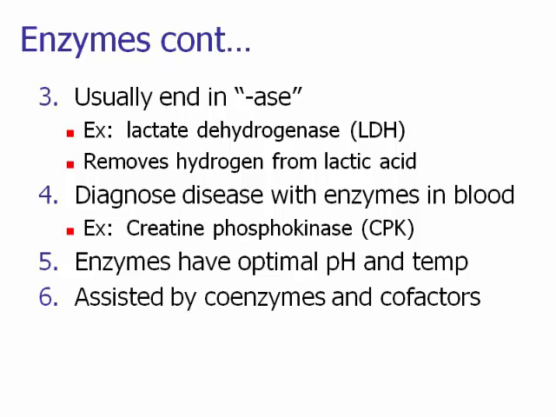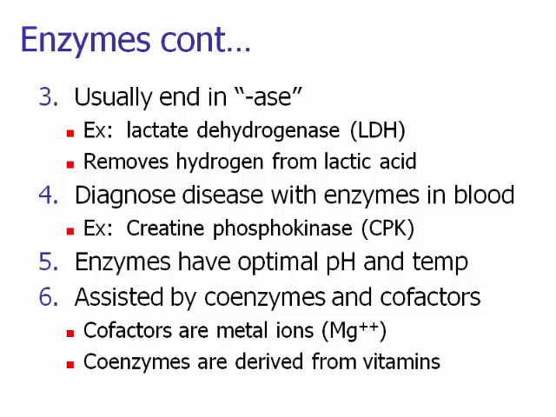Number 6, assisted by coenzymes and cofactors. So cofactors are metal ions like Mg. What's Mg? Magnesium, right? Calcium would be another one we'd see. And coenzymes are derived from vitamins. So yes, the vitamins you eat every day in your food. You don't have to take vitamins if you eat them, right? Those are coenzymes. So we need vitamins and metal ions in our food so that we can make the enzymes work better.